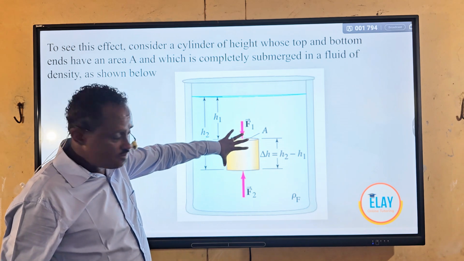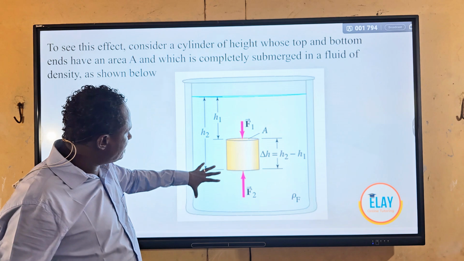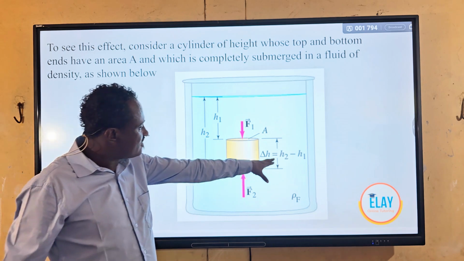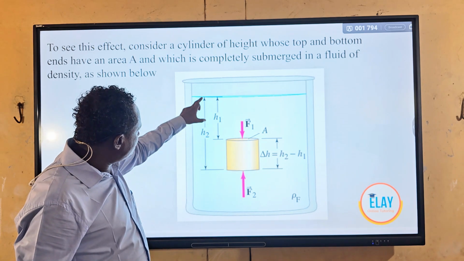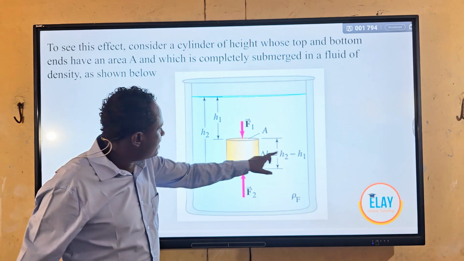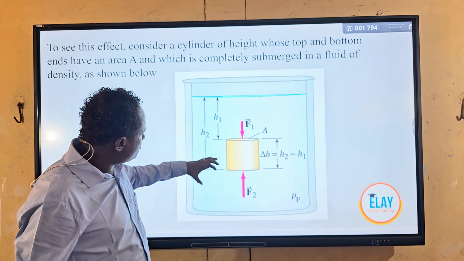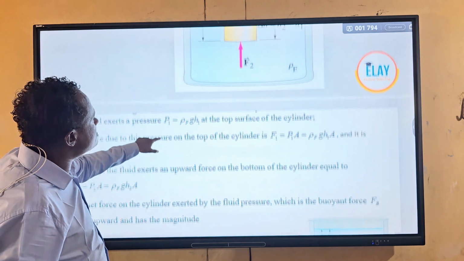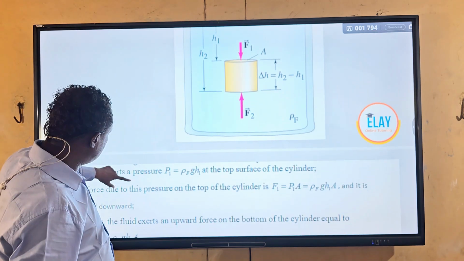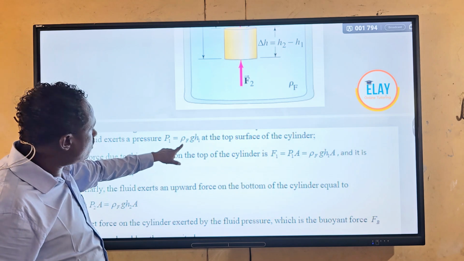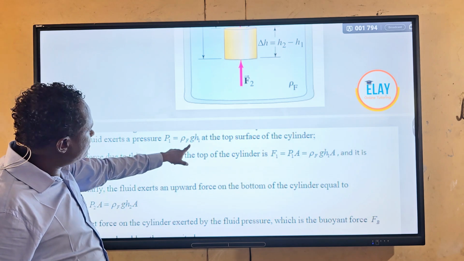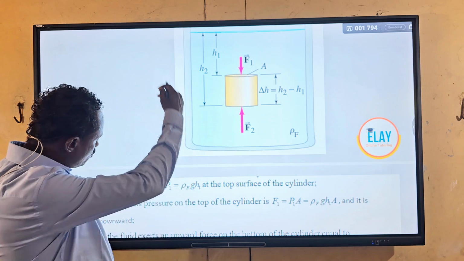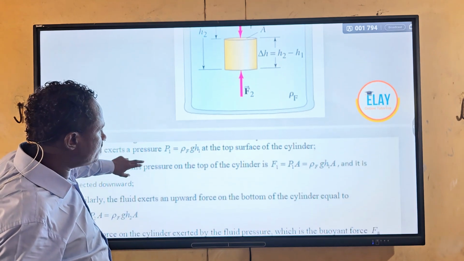These solid objects are immersed in the fluid, and it depends on the depth of the fluid. The height h is h2, the height from this point to this point, minus h1, the height from this point to this point, which means this height. Then the fluid exerts a pressure P1 at the top. This is equal to the density of the fluid times the gravitational acceleration times the height h1, the top part of the fluid at the top surface of the cylinder.